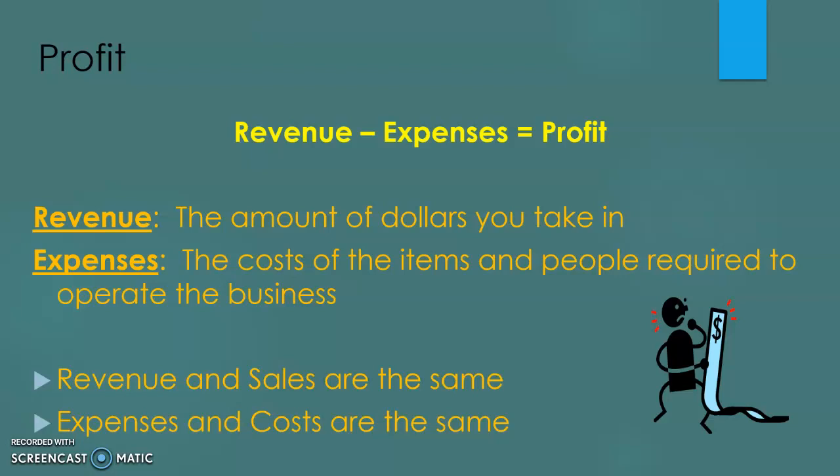Now, if we don't make a profit, we're obviously going to incur a loss. But the way that you look at that is you look at what you generate in revenue. Revenue is typically the amount of dollars that you take in. Some people will look at this as sales, right? So revenue minus expenses. Expenses are the cost of items and the people required to operate your business. And then hopefully you will generate, like I said, either a profit or you may have a loss.